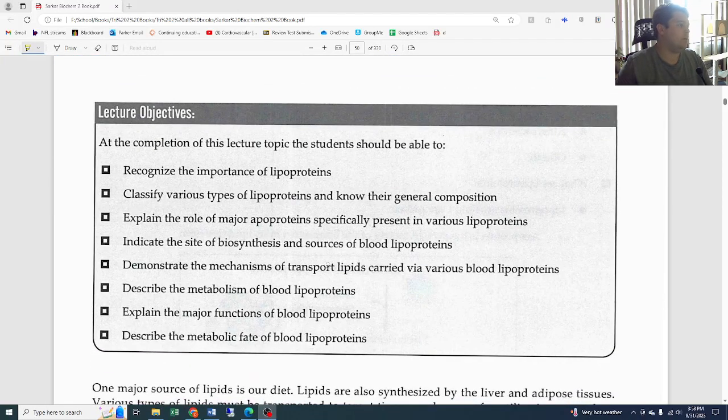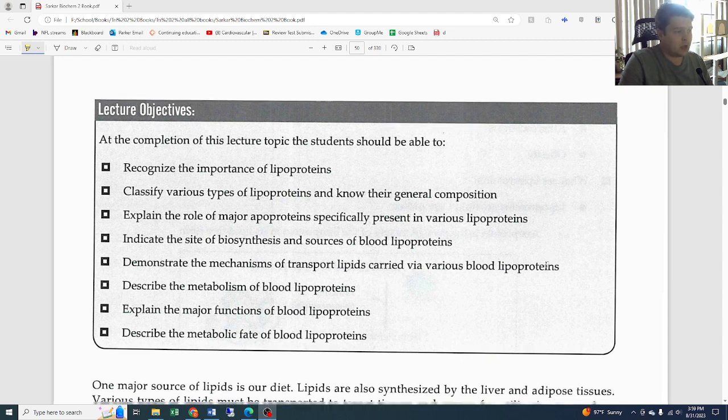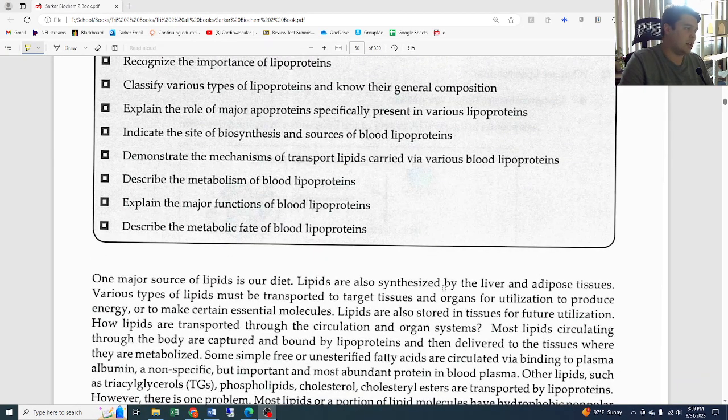So at the end of this lecture, we will be able to recognize the importance of the lipoproteins, classify various types of lipoproteins, and know their general composition, explain the role of major apoproteins specifically present in various lipoproteins, indicate the site of biosynthesis and sources of blood lipoproteins, demonstrate the mechanisms of transport of lipids carried via various blood lipoproteins, describe the metabolism of blood lipoproteins, explain the major function of blood lipoproteins, and describe the metabolic fate of the blood lipoproteins.